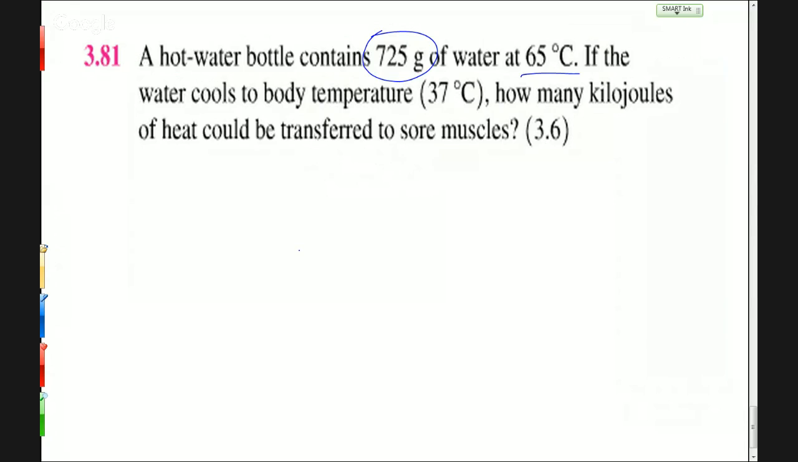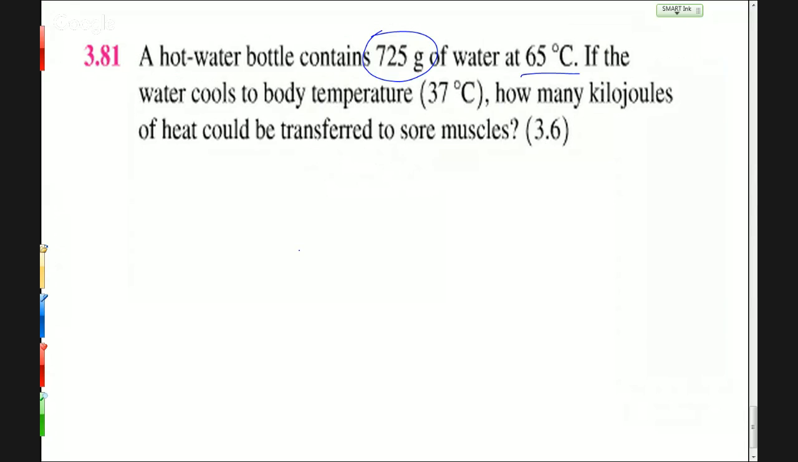But it's not like a bottle. It's like a squishy, plasticky kind of a bottle, and you put hot water in it, and then you put it in bed with you or something, and it keeps you warm. Or you put it on sore muscles or something like that.